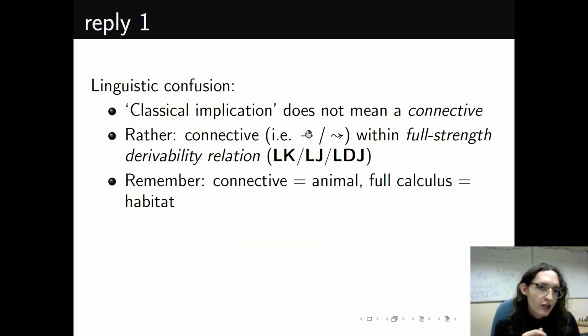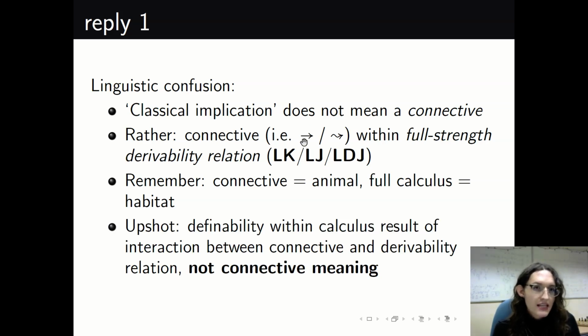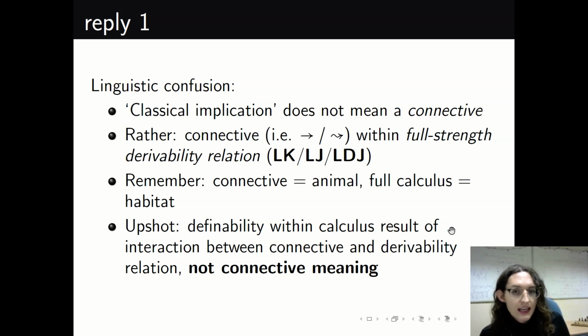Now, it is a feature of the logical calculus, i.e. of LK, that we conflate right arrow and right squiggle arrow. And it is a feature of LJ that one is definable but not the other. But the meaning of right arrow and right squiggle arrow is independent from the calculus it occurs in. It's given by the proof-theoretic semantic clause we've said earlier. So definability within calculi is a result of the interaction between our connective and our calculus, our full strength derivability relation, but not a function of the meaning of the connective that's definable or not.